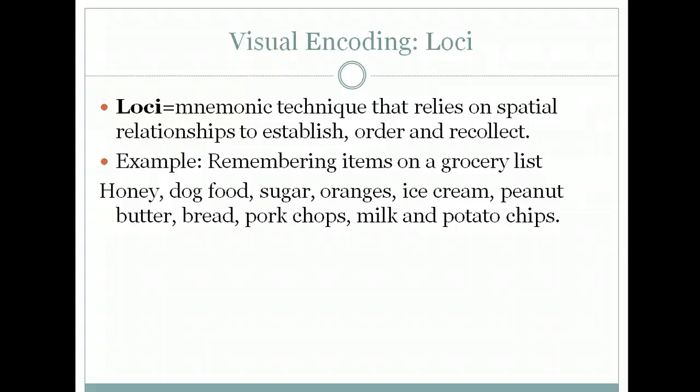Loci is another method of visual encoding. So this is a mnemonic technique that relies on spatial relationships to establish order and recollect. If you remember on the brain games where the memory champion talked about placing items that he was trying to remember on the furniture in his house, this is an example of using loci. So in class I'm going to walk you through a story to help you to remember this grocery list, so I don't want to spend too much time on here.